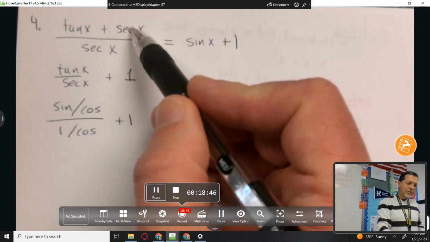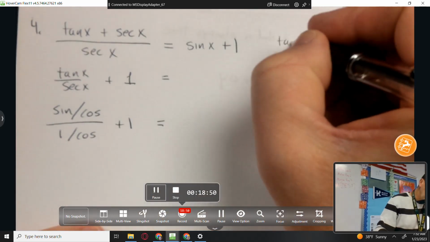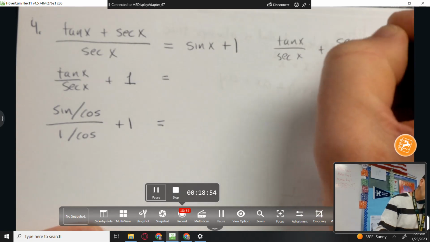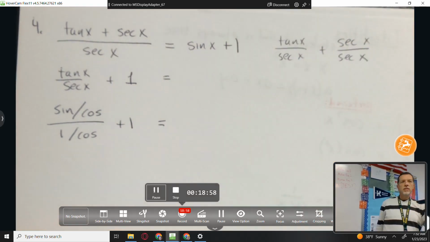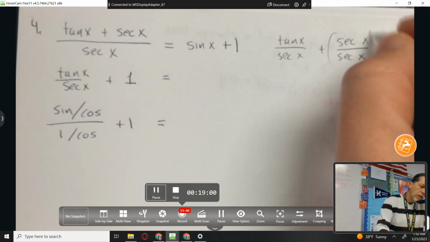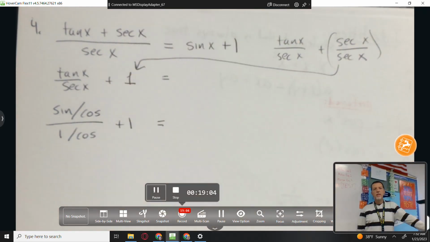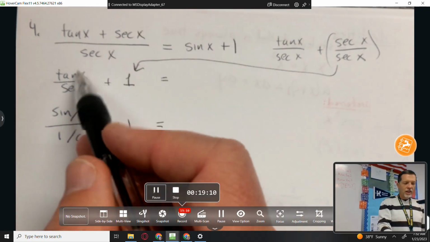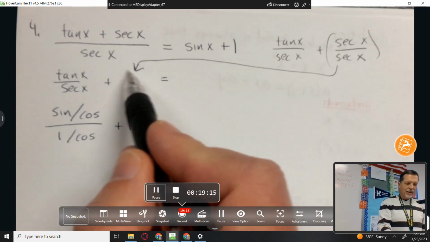They did cancel. Secant over secant is 1. I guess what I didn't show was you could write it, but if you write them separately, you put them both over secant. And so this is where that 1 comes from. Secant over secant is 1, but that secant, you can't cancel them. Please do not just cancel those because it's all over secant. Tangent over secant and secant over secant.